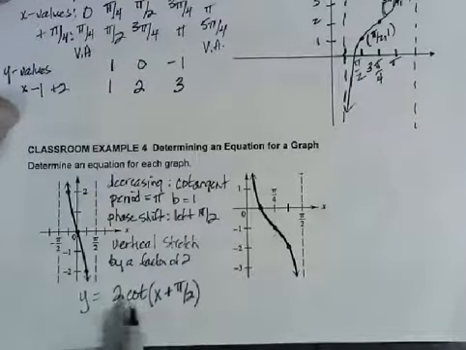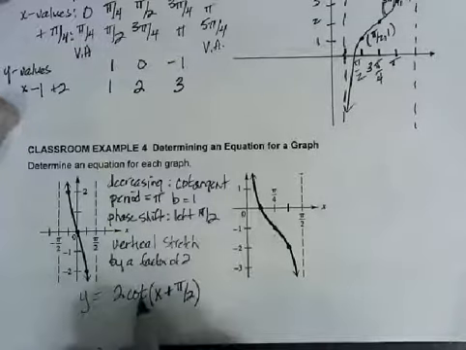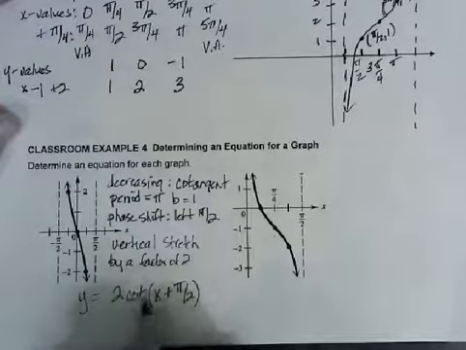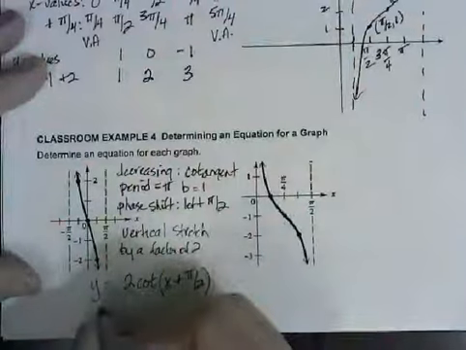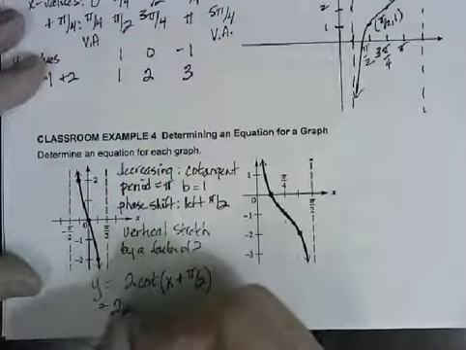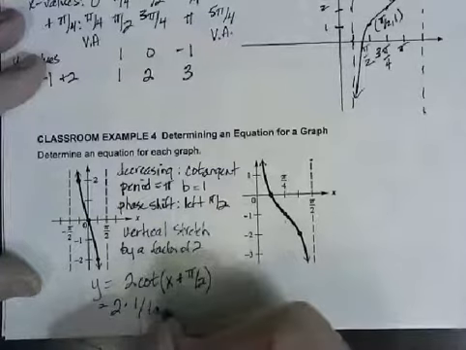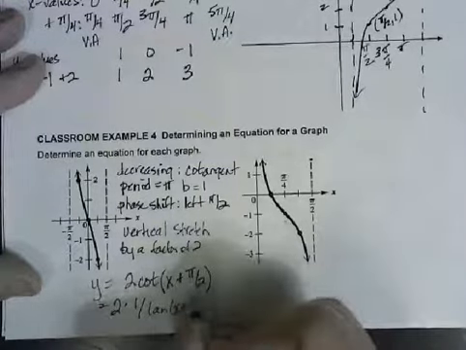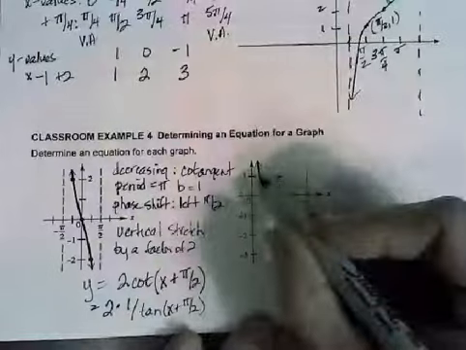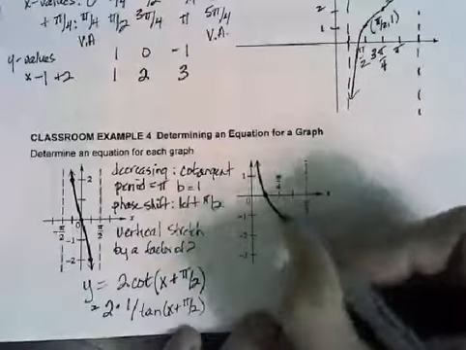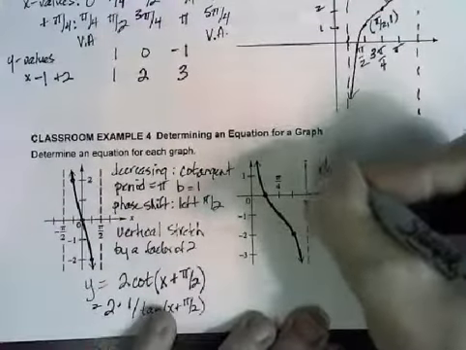Now this is one you could graph on your calculator and check it. Remember, to graph it on your calculator, you'd have to do 1 over tangent. So on your calculator, you could write this as 2 times 1 over the tangent of x plus pi over 2. All right, for this one, I'm also going to treat this one as a cotangent graph since it's decreasing.